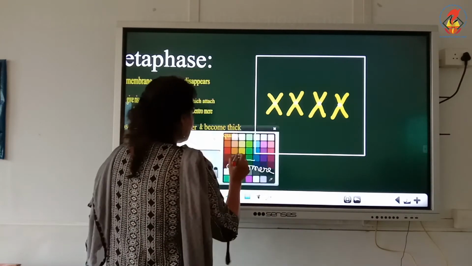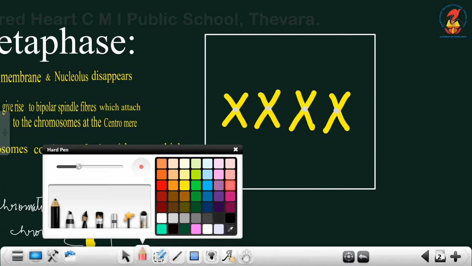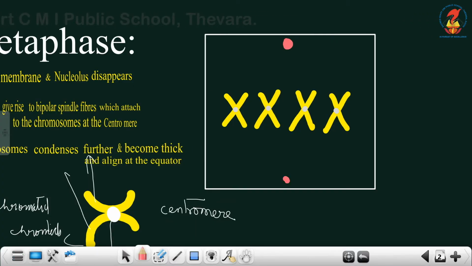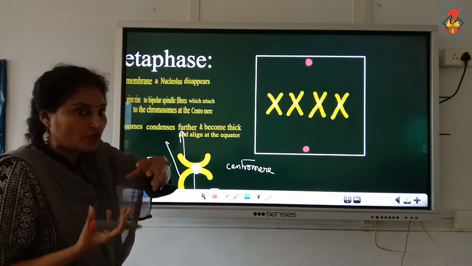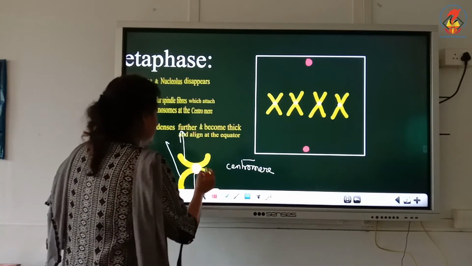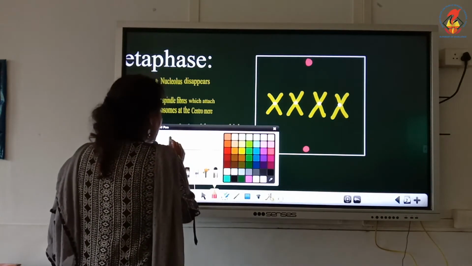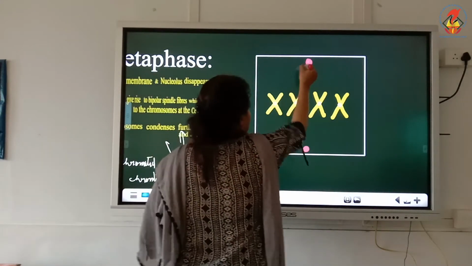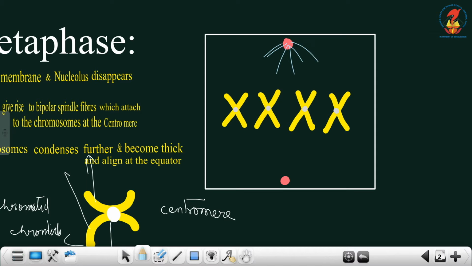And the next event is we have the centrioles at the poles. I made them very prominent. At the poles there are the centrioles. They give out what? Spindle fibers, fine spindle fibers. And these spindle fibers that arise from the centrioles grow and attach to each chromosome where? At the centromere.